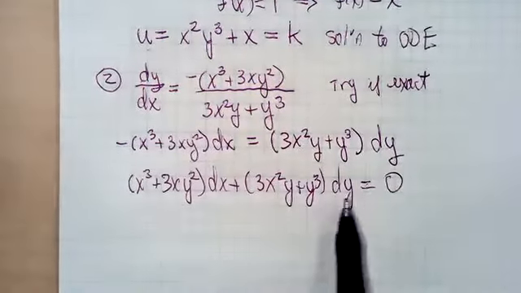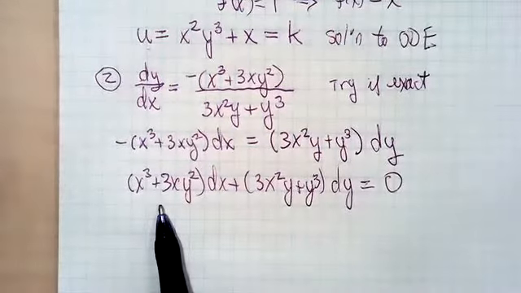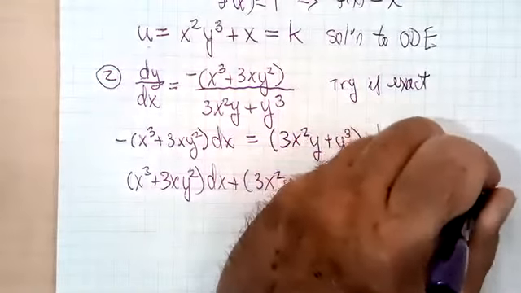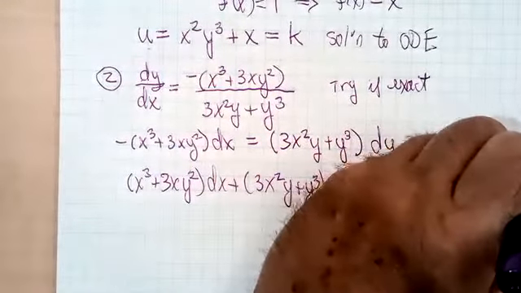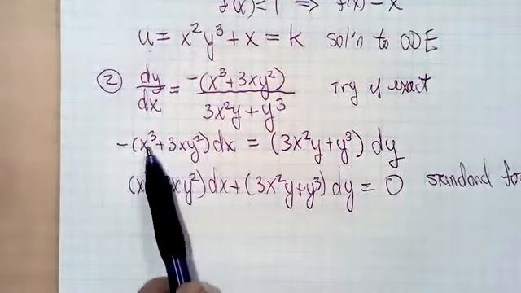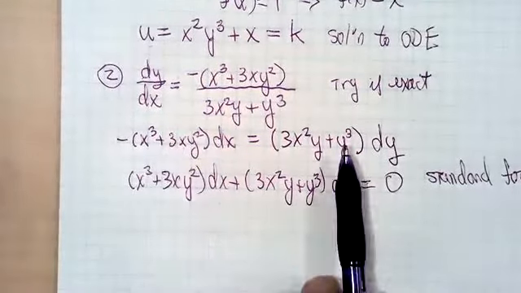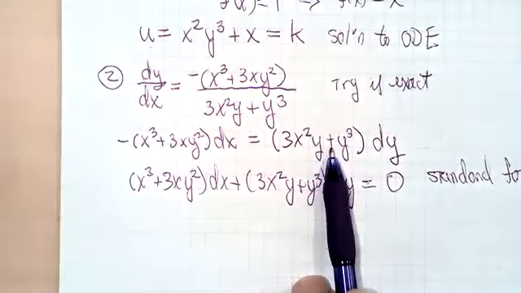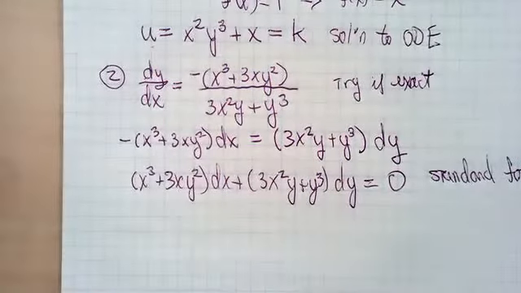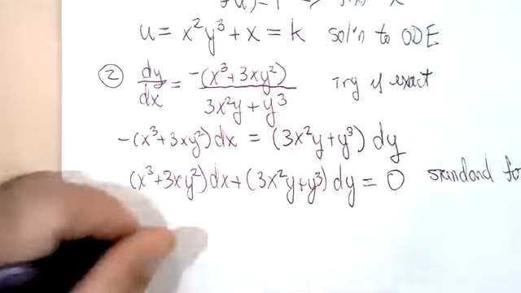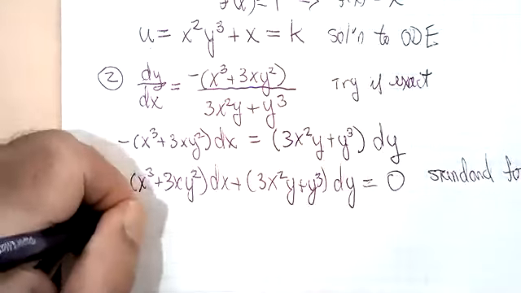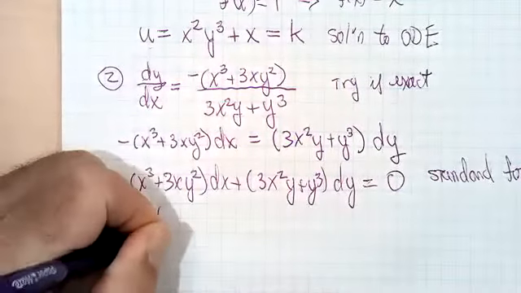All right, and the reason I need to do this is it needs to be in standard form before I do the check for exactness. If I took the partial of this with respect to y and the partial of this with respect to x, they would not be equal. And it wouldn't mean that this is not an exact equation, because I didn't start in standard form. So look at this one and say, okay, what we're hoping is that this is the partial of u with respect to x. Let's take its partial with respect to y.